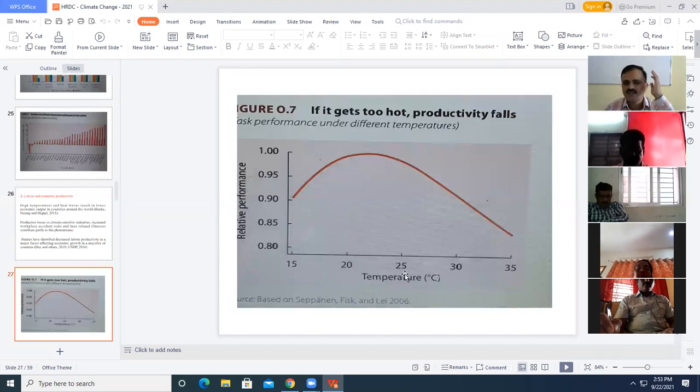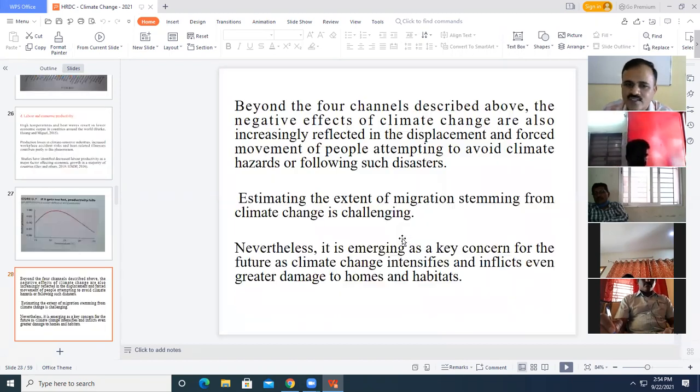And this curve shows that if it gets too hot, productivity falls. It is measured horizontally in temperature. If the temperature is 15 degrees Celsius and it increases to 20 degrees Celsius, initially there is an increase in productivity. But beyond 20 degrees Celsius, productivity declines. That's why productivity falls after reaching a maximum level if the temperature increases beyond a threshold of around 20 degrees Celsius. This diagram was taken based on the Seppanen, Fisk and Lei study in 2006.